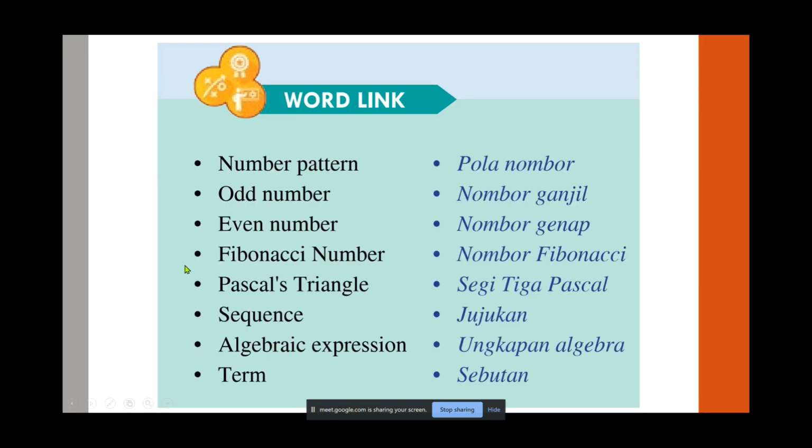This is the word link, the words that you are going to learn in this chapter. While I read the word link, I would like you to look at the meaning in Bahasa Melayu if you don't understand. Number pattern, you read it yourself. Odd number, I hope you understand the meaning of odd number. Even number, Fibonacci number, Pascal's triangle, sequence, algebraic expression, and term. These are all the word links that you will encounter in this lesson.